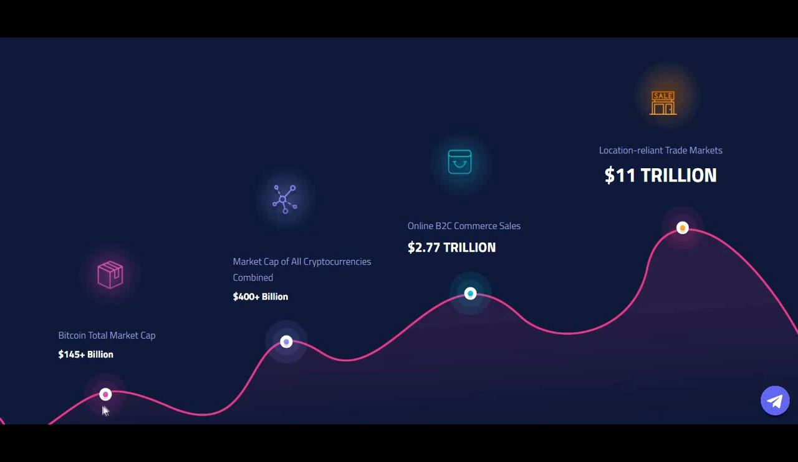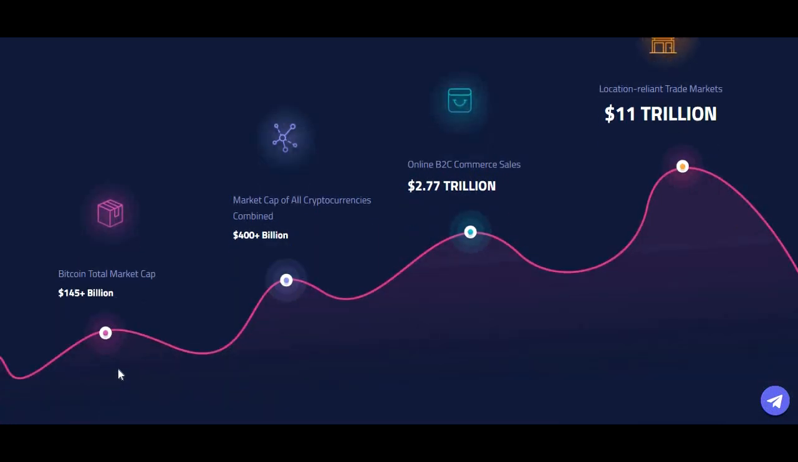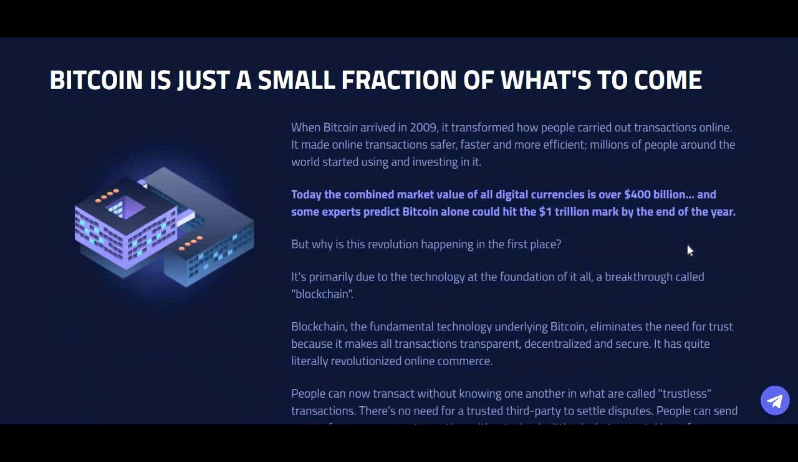And here are the economic potentials of the markets that are dealing with the crypto world. For instance, when you go here, you see that the Bitcoin total market cap is over $145 billion. Compare it with the location trade markets, which is over $11 trillion. So this project, XYO, is aimed to go to this point, to cover this market. They show that Ethereum, Bitcoin, and blockchain as a whole are just tools to achieve this aim.